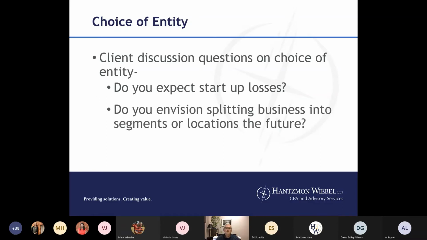Do you ever envision splitting the business into segments or locations in the future? If they are operating some type of business, and it's got a location in Charlottesville, and then they're going to open a location in Richmond, and another location in Northern Virginia, do they ever envision having to split that business into segments, or by locations, or doing something else to effectively rearrange the business in the future that can impact your choice of entity?